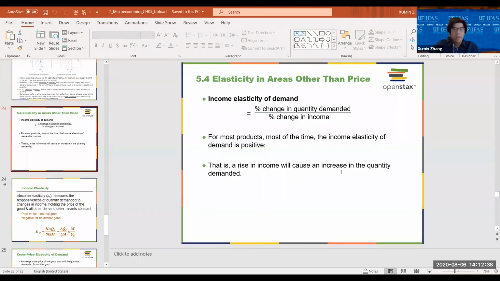Okay. In addition to price elasticity, there are other elasticities. The one that we use more often is the income elasticity of demand, which is the percentage change of quantity demanded over the percentage change in income. This measures the responsiveness of demand to income. A rising income will cause an increase in the quantity demanded, but this depends on what kind of product we are talking about. Probably you have heard about inferior goods, normal goods, and luxury goods.